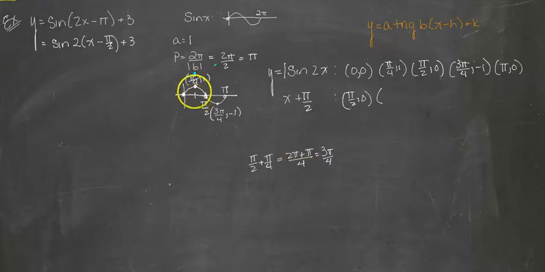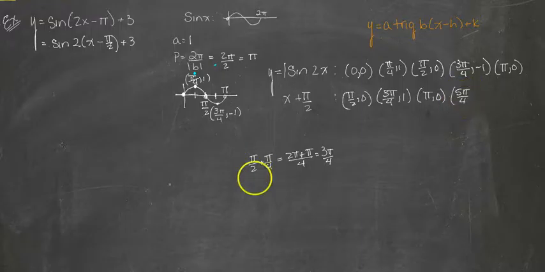I already saw, and you already saw, that if I started at pi over 4 and I moved forward pi over 2 units, I'd end up at 3 pi over 4. So 3 pi over 4 and 1. Pi over 2 plus pi over 2 takes me to pi, 0. 3 pi over 4 plus pi over 2 takes me to 5 pi over 4.